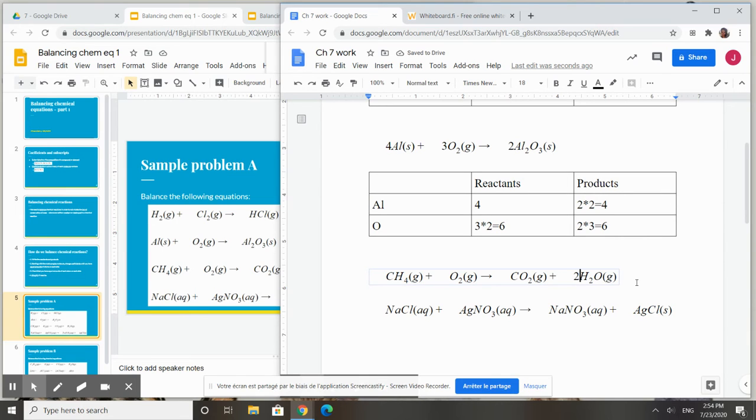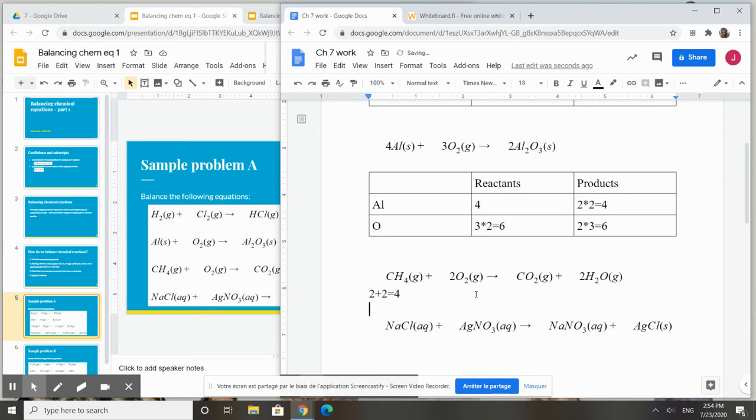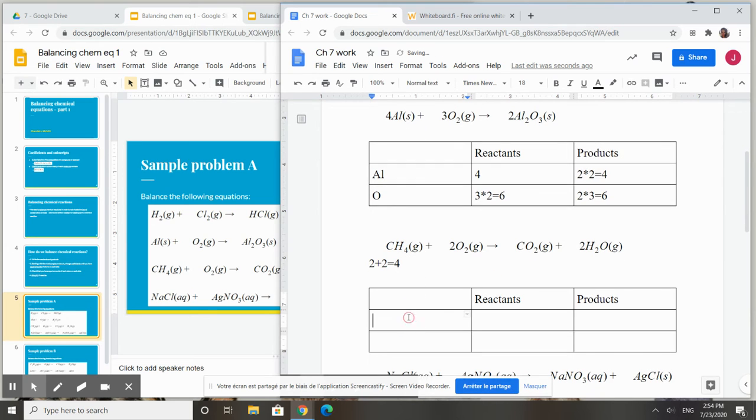Now I need to balance out my oxygen. So on my right side, I've got 2 plus 2, because I've got 2 coming from the carbon dioxide, and I've got 2 times 1, 2 coming from the H2O. So I've got a total of 4. So to have 4 over here, I have to put a 2 here. So sometimes you will need to add them together.